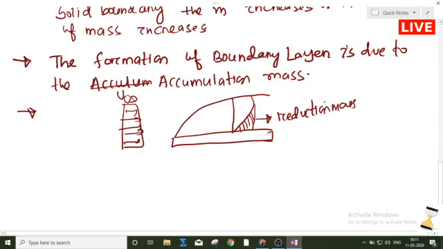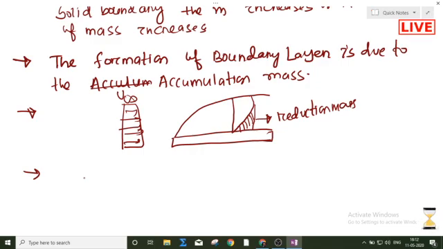So the mass has been reduced due to the formation of the boundary layer. Now the displacement thickness is a mathematical value, or an assumed value. We cannot physically observe it. The displacement thickness, momentum thickness and energy thickness we cannot visualize with the naked eye. We can only assume them.